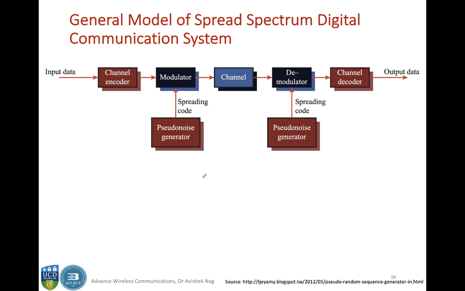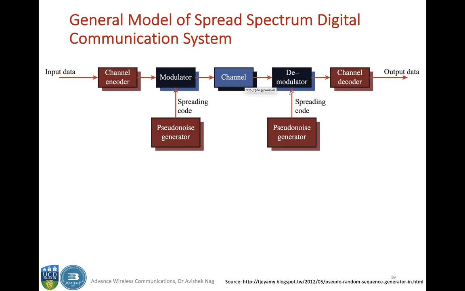So you have your input data, which goes through a channel encoder, and then that is modulated. The modulation can be amplitude shift keying, phase shift keying, frequency shift keying, whatever. But on top of that, you are also generating a spreading code by using a pseudo noise generator, and you are using this spreading code to further spread the signal, and then you send it through the channel.